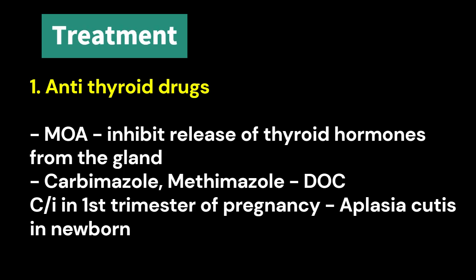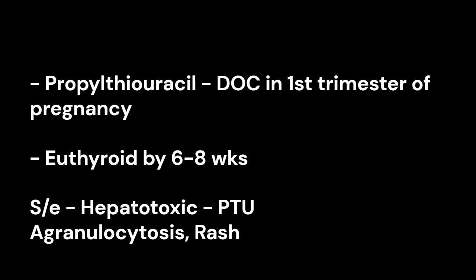In the treatment, we can give anti-thyroid drugs, which act by inhibiting release of thyroid hormones from the gland. Drug of choice are carbimazole and methimazole, but these drugs are contraindicated in the first trimester of pregnancy because they can cause aplasia cutis in the newborn. Propylthiouracil is the drug of choice in the first trimester, but it is hepatotoxic, so it has to be later switched into carbimazole or methimazole. These drugs will bring about a euthyroid state by 6 to 8 weeks.